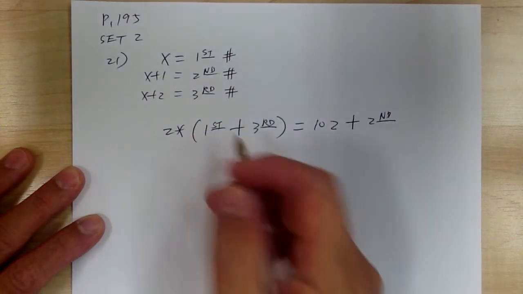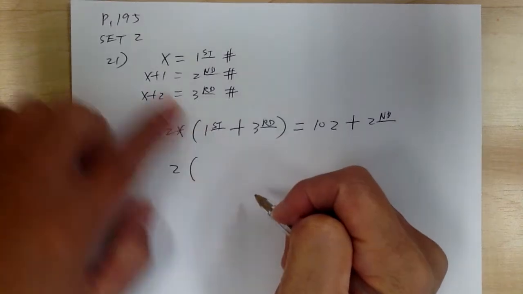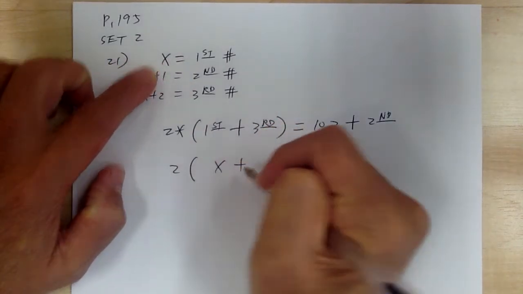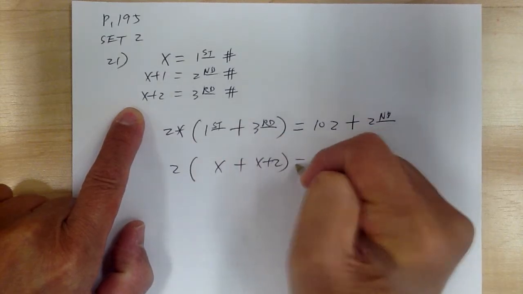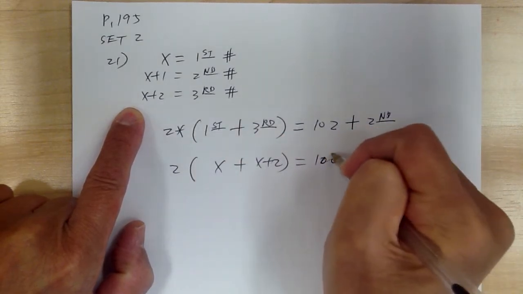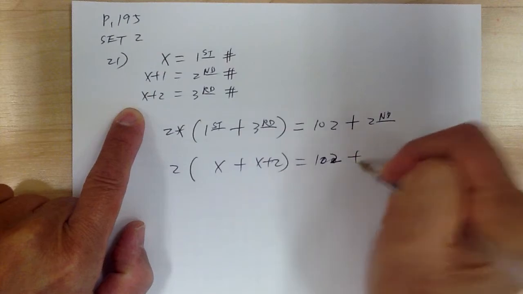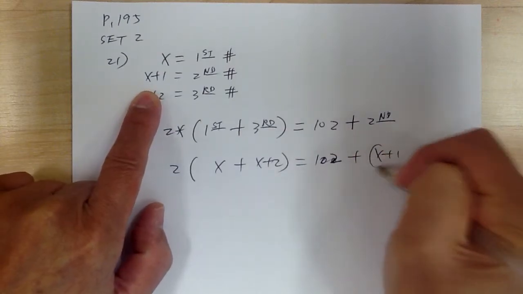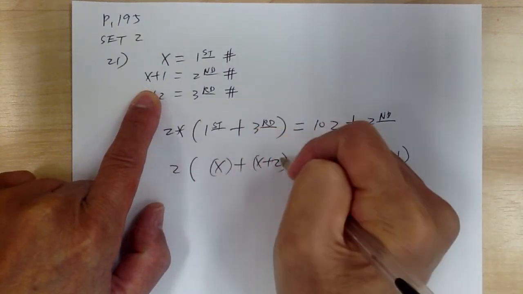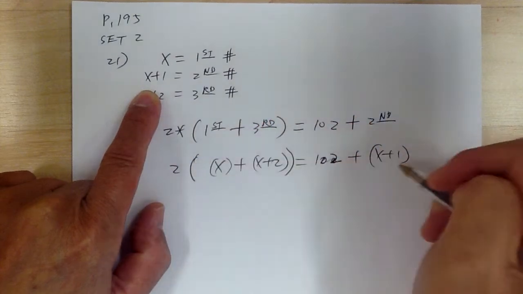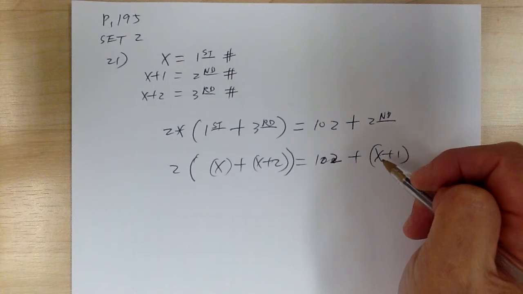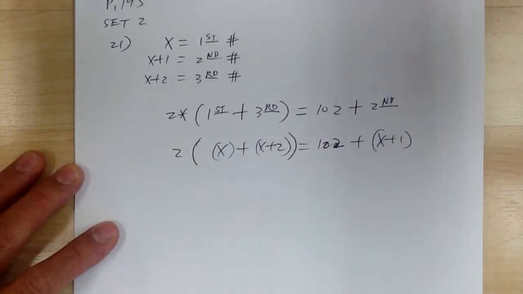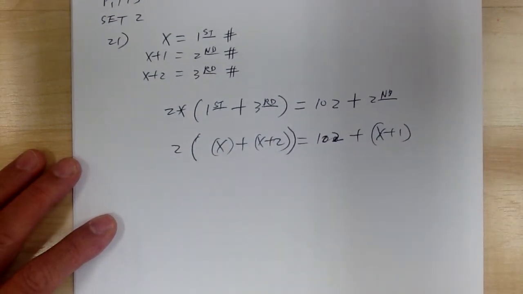So now let's go and substitute. So it'll be 2 times the first is x, third is x plus 2, equal to 102 plus the second, x plus 1. And again, you want to put parentheses when you substitute, okay? Because sometimes it's subtraction, and if you don't put parentheses, it's going to mess up, okay? So substitute, get in the habit of doing that.